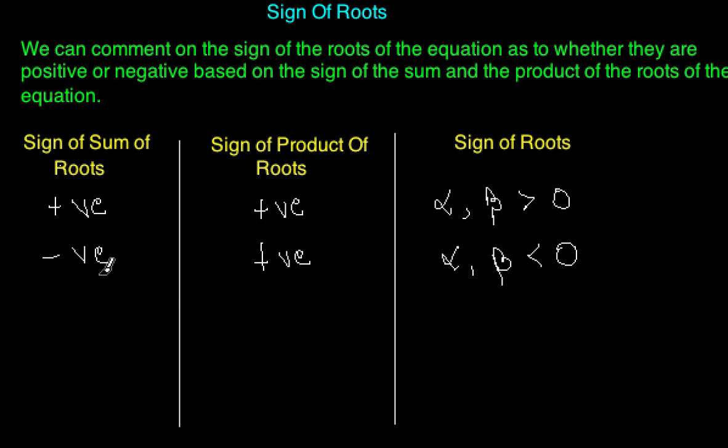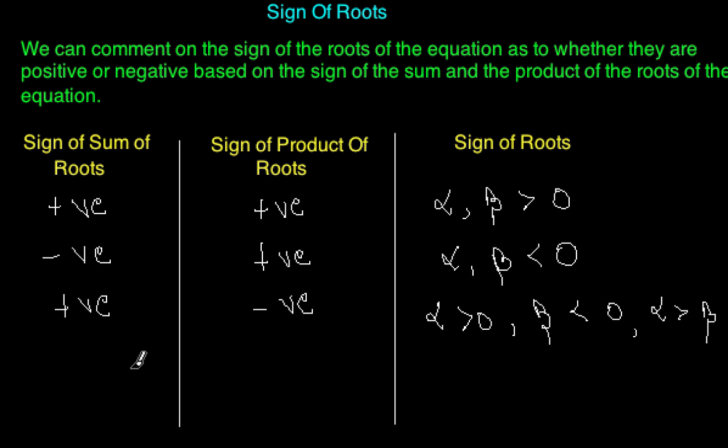therefore both have to be less than 0. Now what happens if the sign of the sum of the roots is positive but the sign of the product of the roots is negative? Now the sign of the product of roots being negative means both the roots have opposite signs, but the sum of the roots is positive. This means that one root is greater than 0 and the other root is less than 0, but the larger root has to be positive, then only the sum will be positive. So alpha has to be greater than beta.